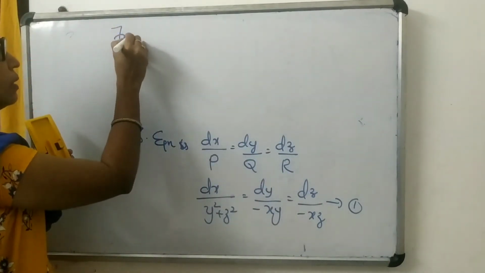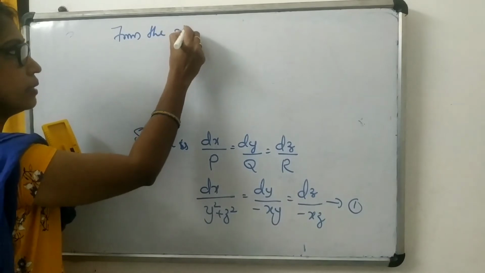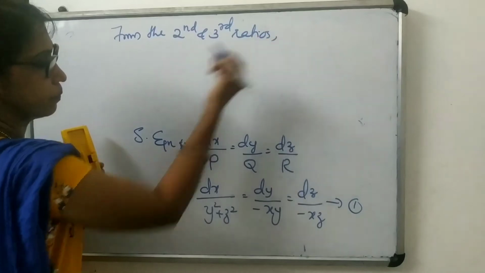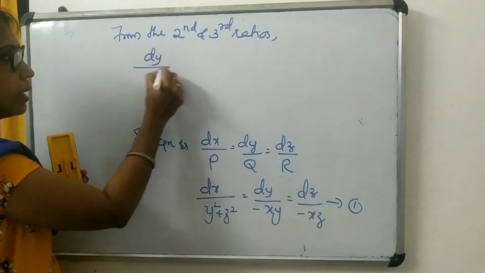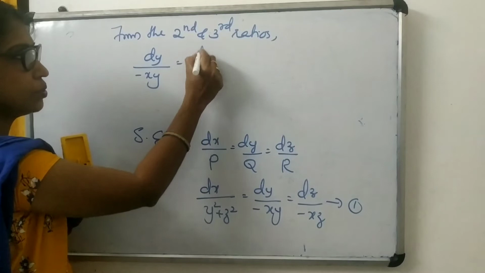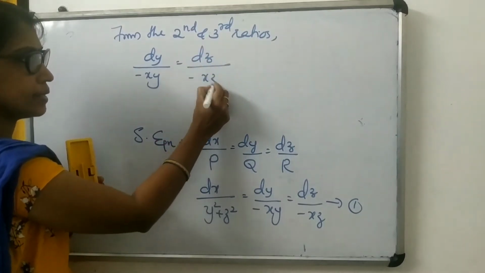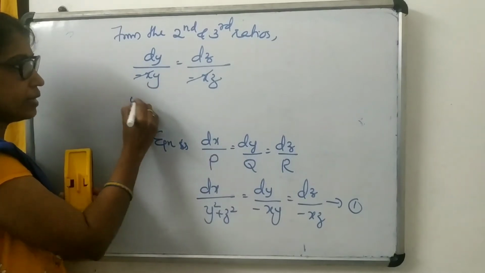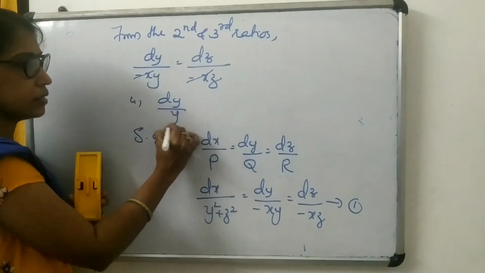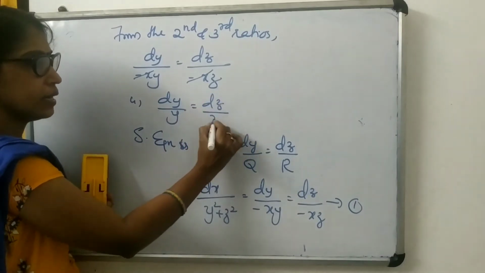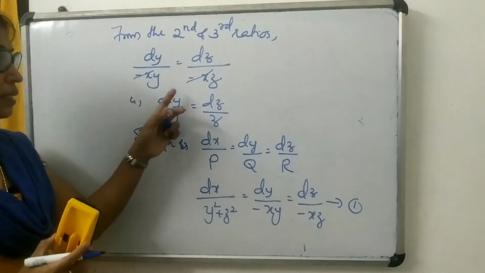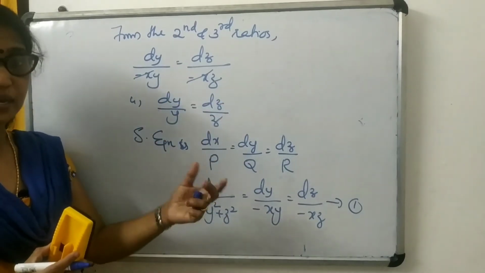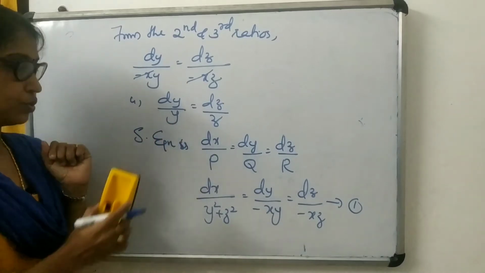Now from the second and third ratios, we have dy/(−xy) = dz/(−xz). So this minus x gets cancelled and we get dy/y = dz/z. So this term contains only y and this term contains only z. So we can integrate this and find out the solution.